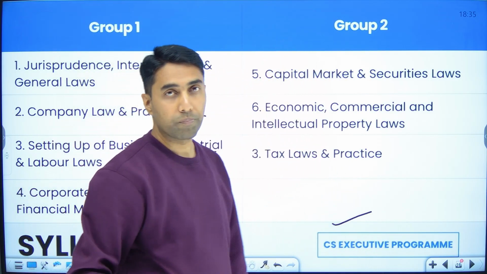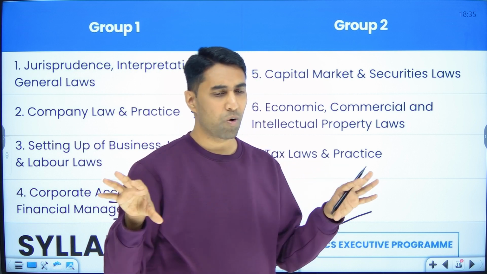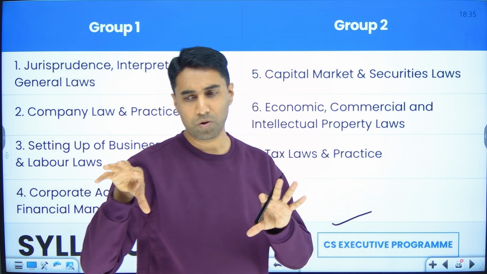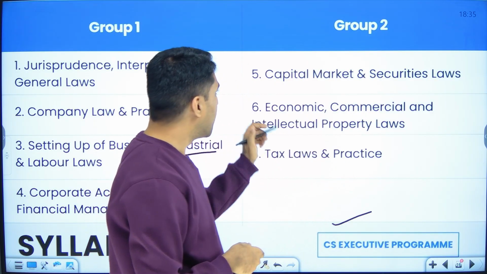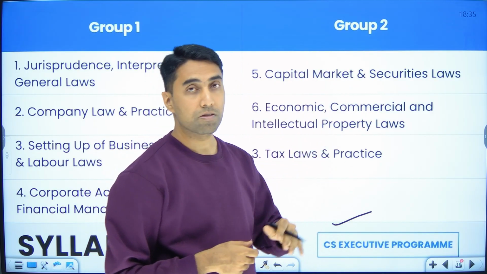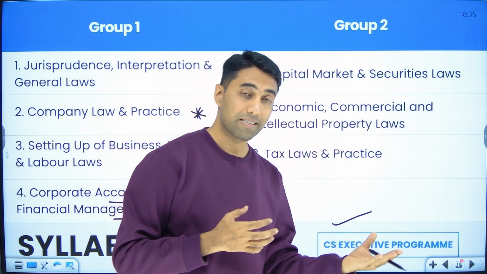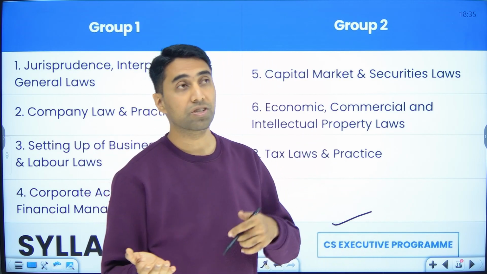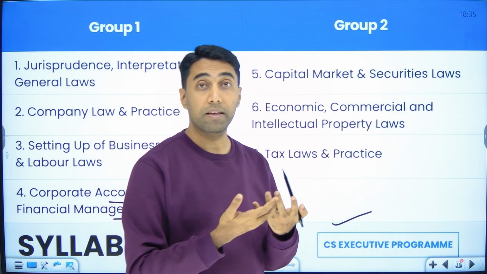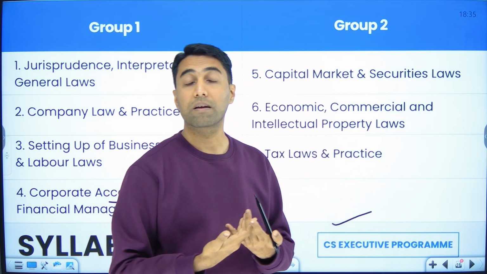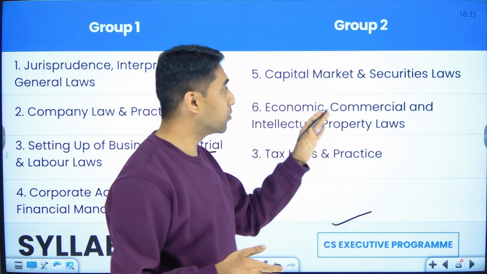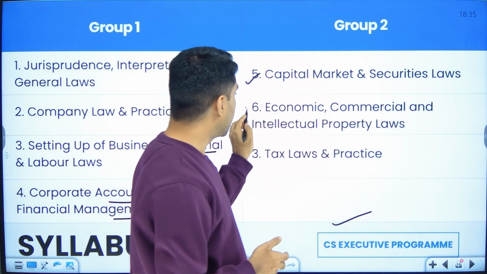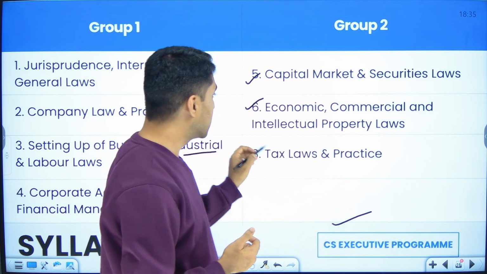Now we have group 2. Many students, they don't want too much tension, so they write one group. After they pass, then they go to the second group, which you can also do. Capital market and security laws. This talks about how a company is listed, what are the listing obligations, and how the company will raise capital in the stock market, the SEBI regulations, all this you will study over here. Then IPO and all those things.